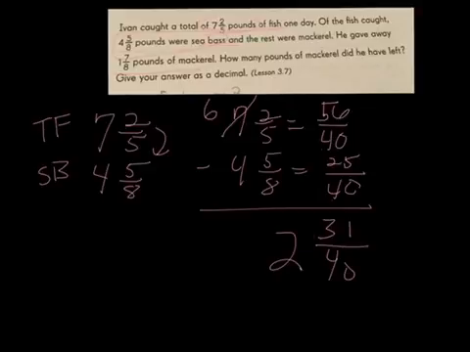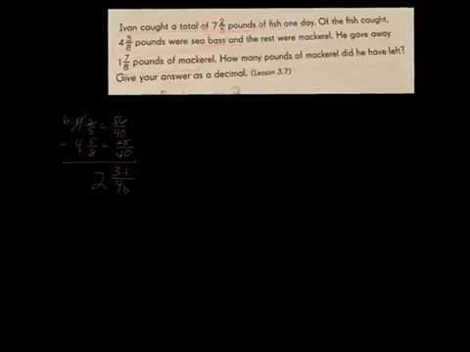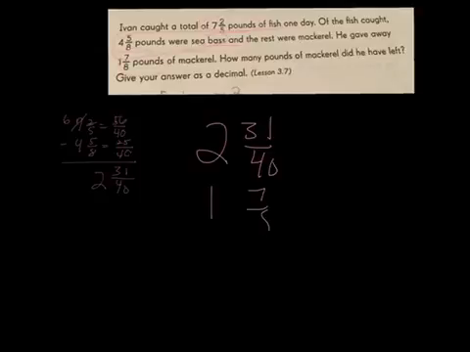The rest were mackerel. So if I subtract the total fish minus the sea bass, here's my holy mackerel right here, 2 31/40. So what I figured out, now I've got this 2 31/40 mackerel. If I do 2, let me grab my pen, 2 31/40, and then I subtract what he gave away, which is this 1 7/8. What I have left will be the mackerel that he has left. But then they say give it as a decimal. So I'm going to just do 2 31/40 minus 1 7/8.